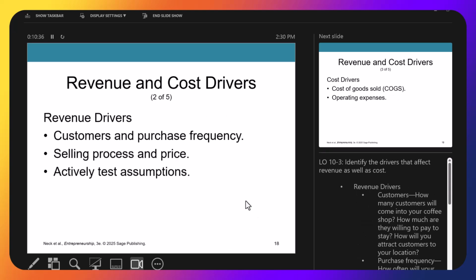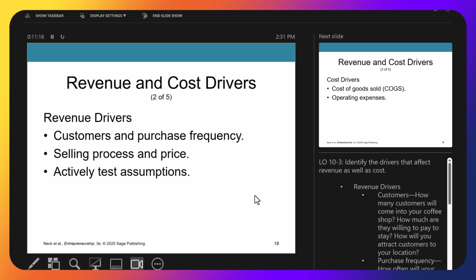Revenue drivers: customers and purchase frequency, selling price, processing price, and actively testing assumptions. When you have customers coming in, you want to know who, what, when, where, and why about the customer. Who the customer is, when they come in. I'll give you an example, and this is a marketing thing. Not only do you want to know who the customer is, you want to know what time of day they come in, what hours they come in, and which way they walk through the store. That's traffic flow. Because if you had something you needed to put out on the shelf, you want to be at the front of that traffic flow, not at the back.